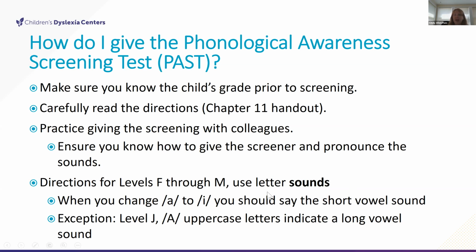You want to make sure that not only you know how to give the screener, but you know how to pronounce the sounds. In certain sections, levels F through M, you're going to use letter sounds. Where they have the lowercase letters, you're going to use the short vowel sounds. So it might say when you change A to I. And then there's an exception at level J, where you're going to use the uppercase letters. So it might say something about letter change A to a different sound, but you're going to use the long vowel sounds for level J.